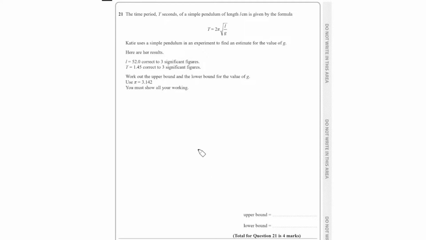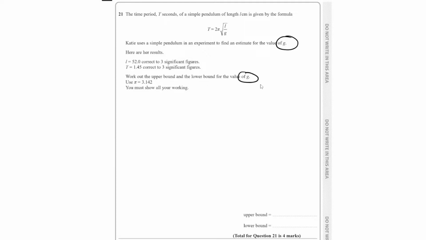The time period t seconds of a simple pendulum of length L is given by the formula, which you can see t is currently the subject. Katie uses a simple pendulum in an experiment to find an estimate for the value of g. Just pay attention to that. Here are her results. We have been told that L is 52.0, correct to 3 significant figures, and that T is 1.45, correct to 3 significant figures. Work out the upper bound and the lower bound of the value of g.